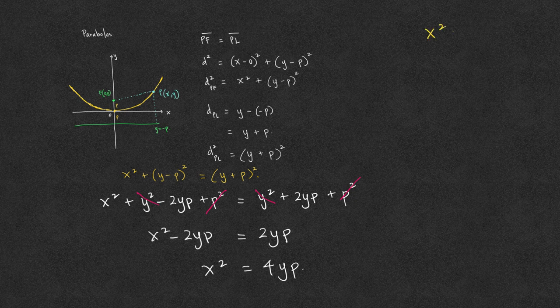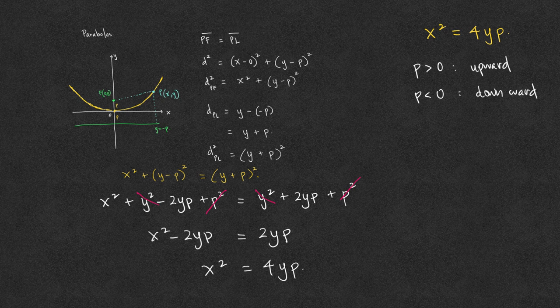x squared equals 4yp. We say that the y-axis is the axis of this parabola. This parabola has a vertical axis, and the vertex is at the origin. If p is positive, then this parabola opens upward. If p is negative, then this parabola opens downward.